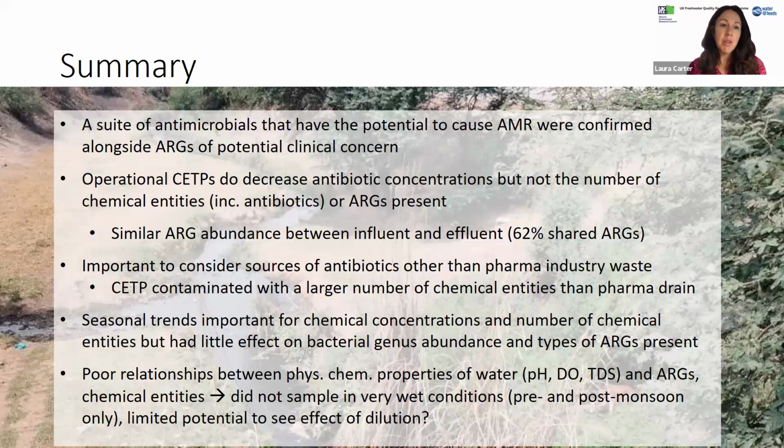I've talked about the importance of the contributing sources coming into the environment other than the manufacturing waste, but it does appear that seasonal trends are important for the chemical concentrations, but had little effect on bacterial genus abundance and the types of ARGs present. But as I said, this is work that's ongoing at the moment, and we're starting to try and pull out relationships between the chemical and the microbial analysis.